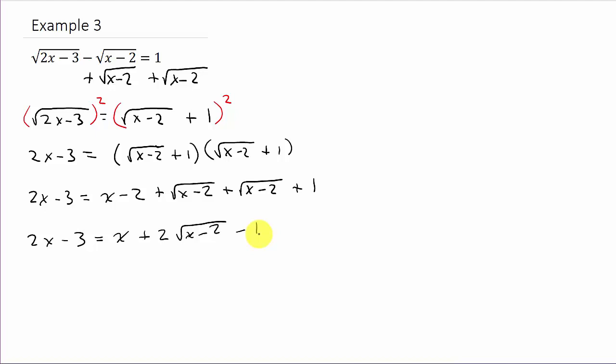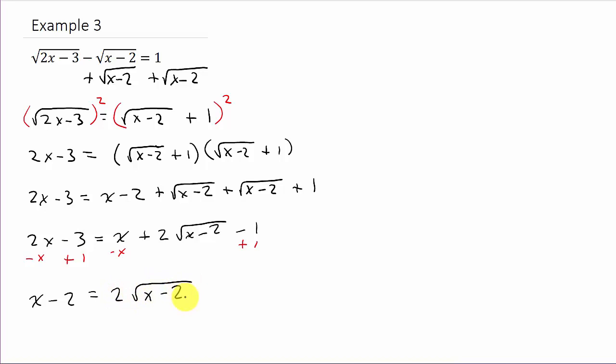Now look at this. I've still got a radical in there. So what are we going to do? Well, we're going to isolate this radical now. So let's subtract x from both sides and add 1 to both sides. That gives me x minus 2 equals 2 times the square root of x minus 2.